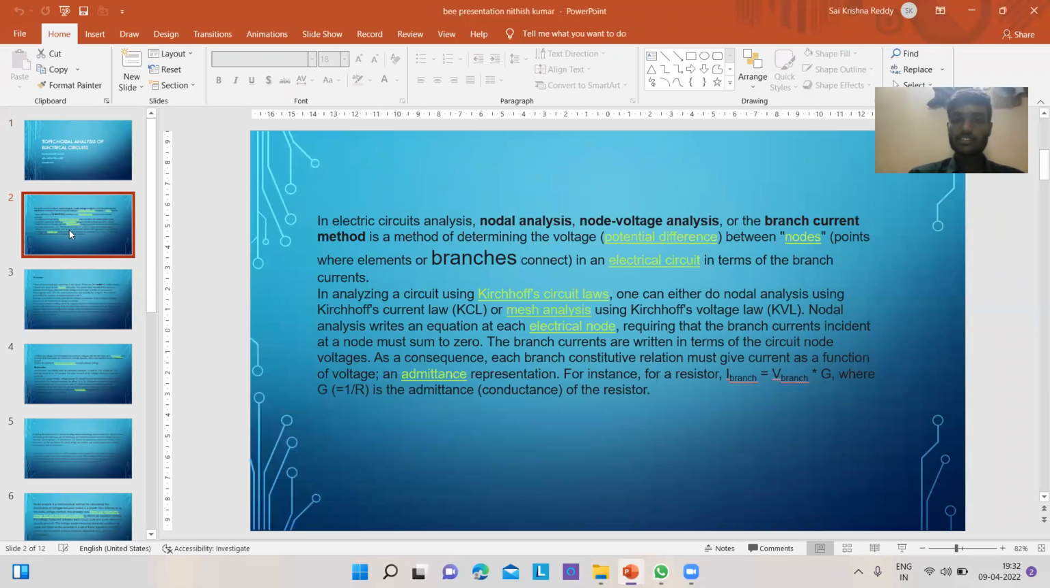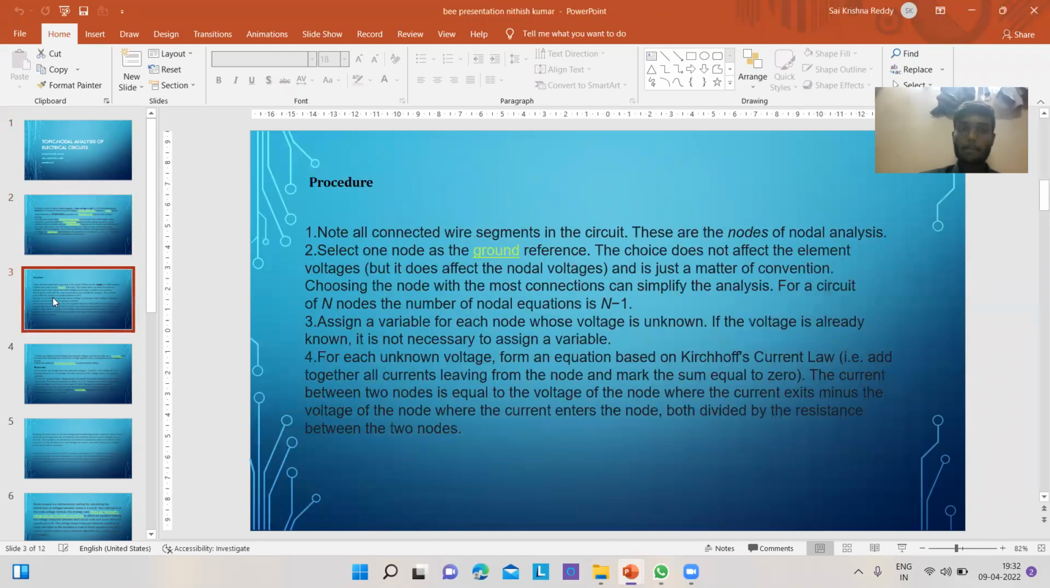Nodal analysis writes an equation at each electrical node, requiring that the branch currents incident at a node must sum to zero. The branch currents are written in terms of the circuit node voltages. As a consequence, each branch constitutive relation must give current as a function of voltage. An admittance representation, for instance, for a resistor, I branch equals V branch times G, where G equals 1 by R is the admittance of the resistor.